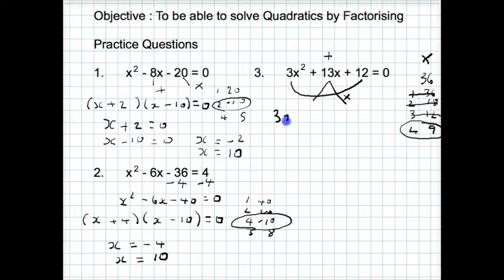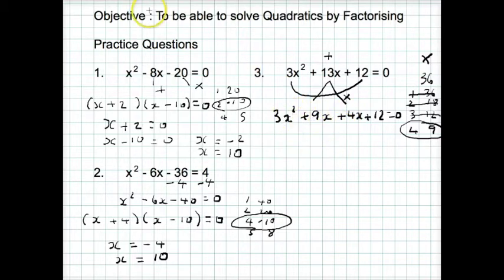So I get 3x squared plus 9x plus 4x plus 12, and that equals 0. I've written it this way around because I want the first two numbers to be easy to factorise together and the second two numbers to be easy to factorise together. If I wrote the 4 here, I'd have 3 and 4, and that doesn't factorise.